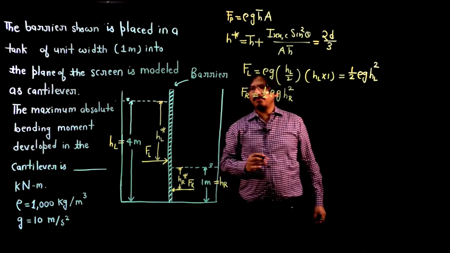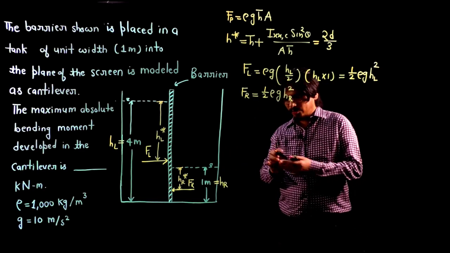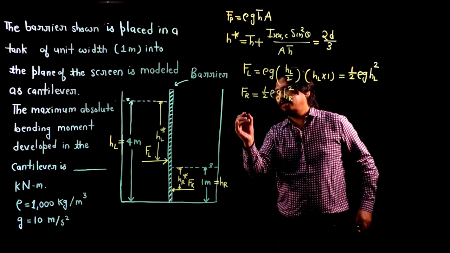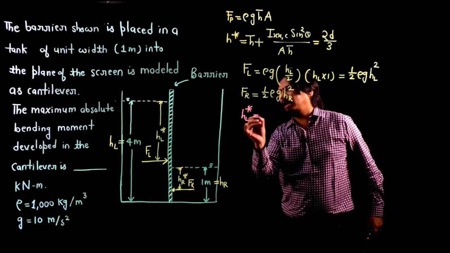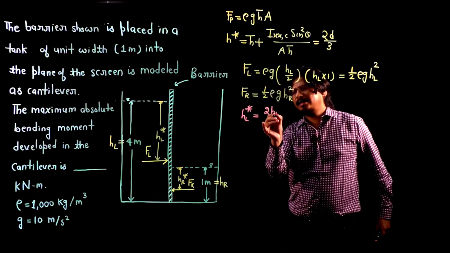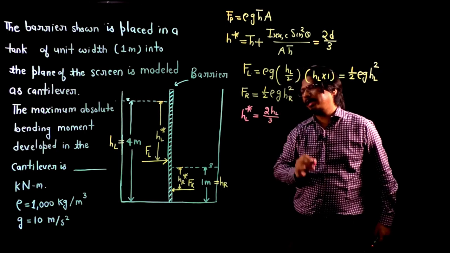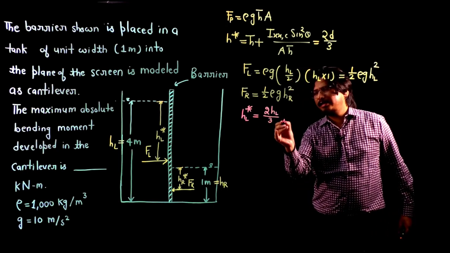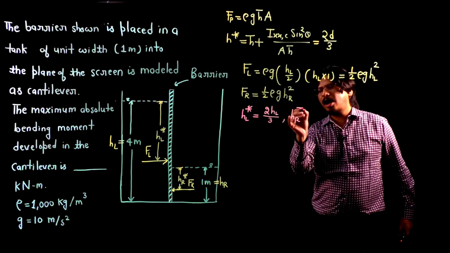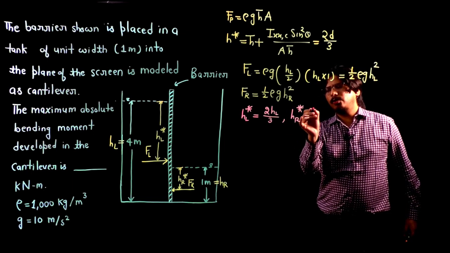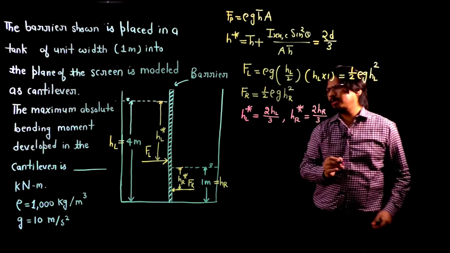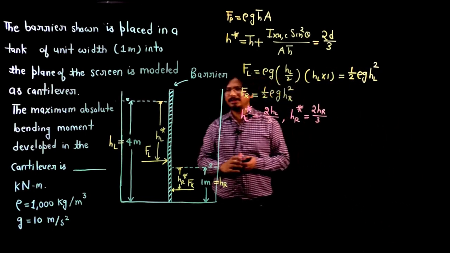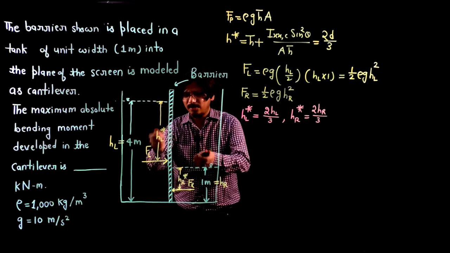Now what will be the value of HL star, my friends? We know 2D by 3. So HL star will be equal to 2HL by 3, and HR star will be equal to 2HR by 3. So these are the distances from the free surface.